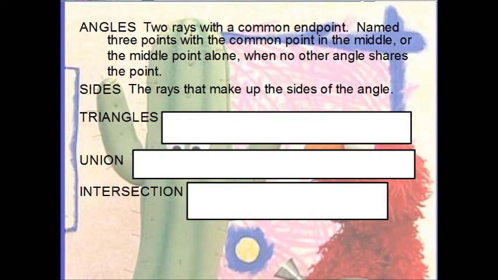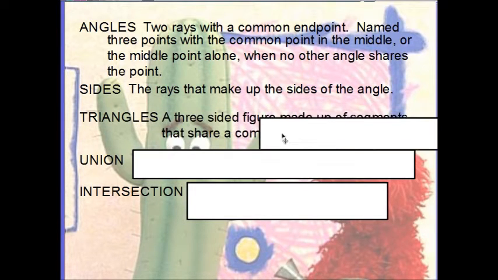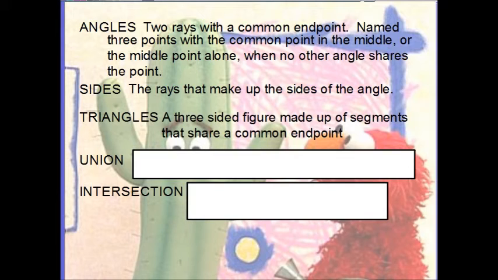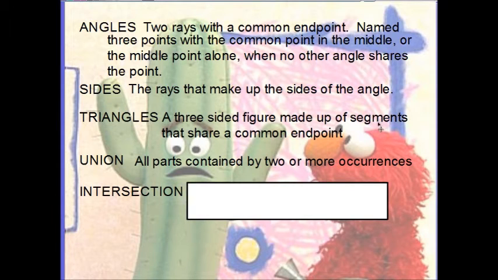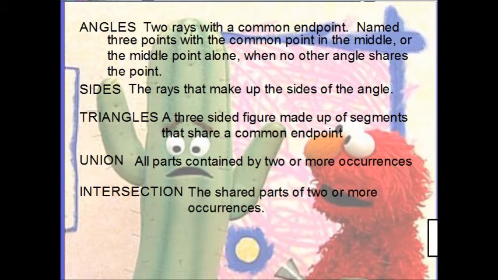Sides. Sides are the rays that make up the sides of the angle. Triangles. They're 3-sided figures made up of segments that share a common endpoint. Union is the parts contained by 2 or more occurrences. An intersection is the shared points of 2 or more occurrences.